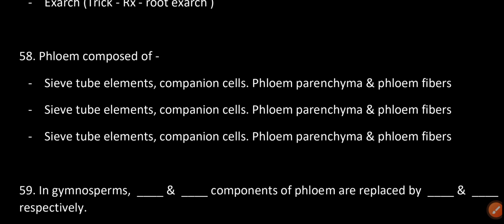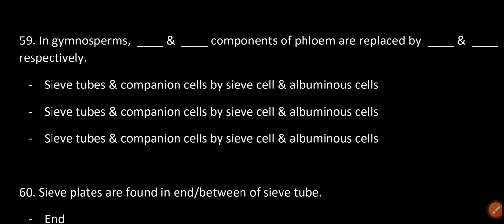Phloem is composed of sieve tube elements, companion cells, phloem parenchyma and phloem fibers. In gymnosperms, sieve tubes and companion cells of phloem are replaced by sieve cells and albuminous cells respectively.